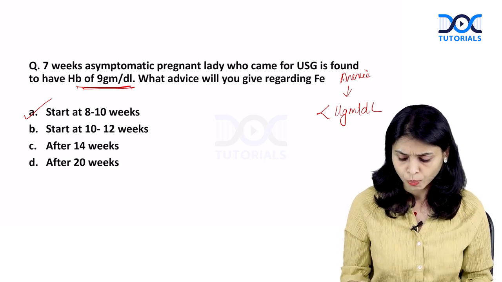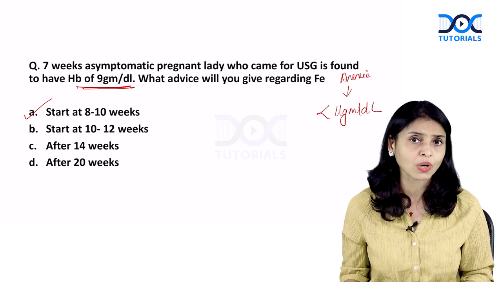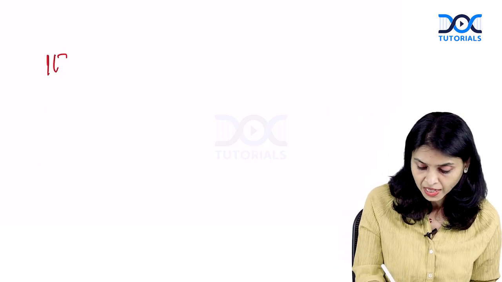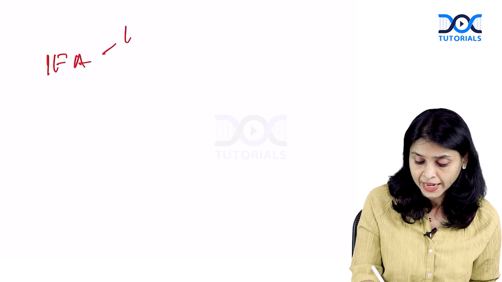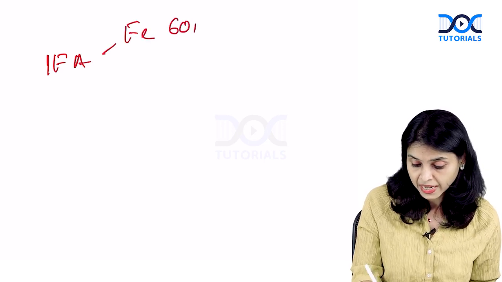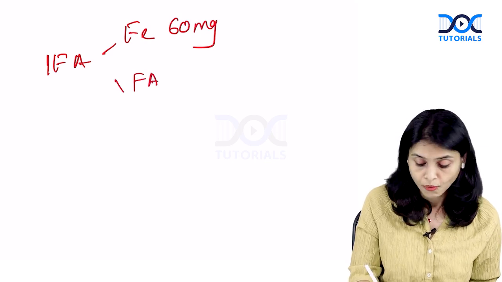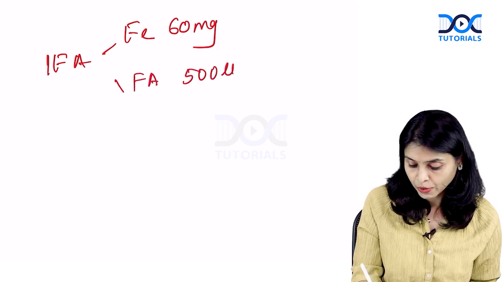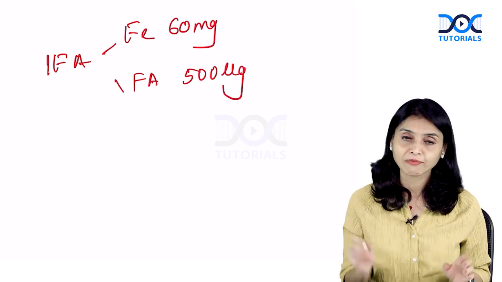Next MCQ. I hope you know the dose and all. How much is the dose of iron folic acid that you give in pregnancy? Iron is 60 milligram of elemental iron and folic acid is 500 microgram or 0.5 milligram.